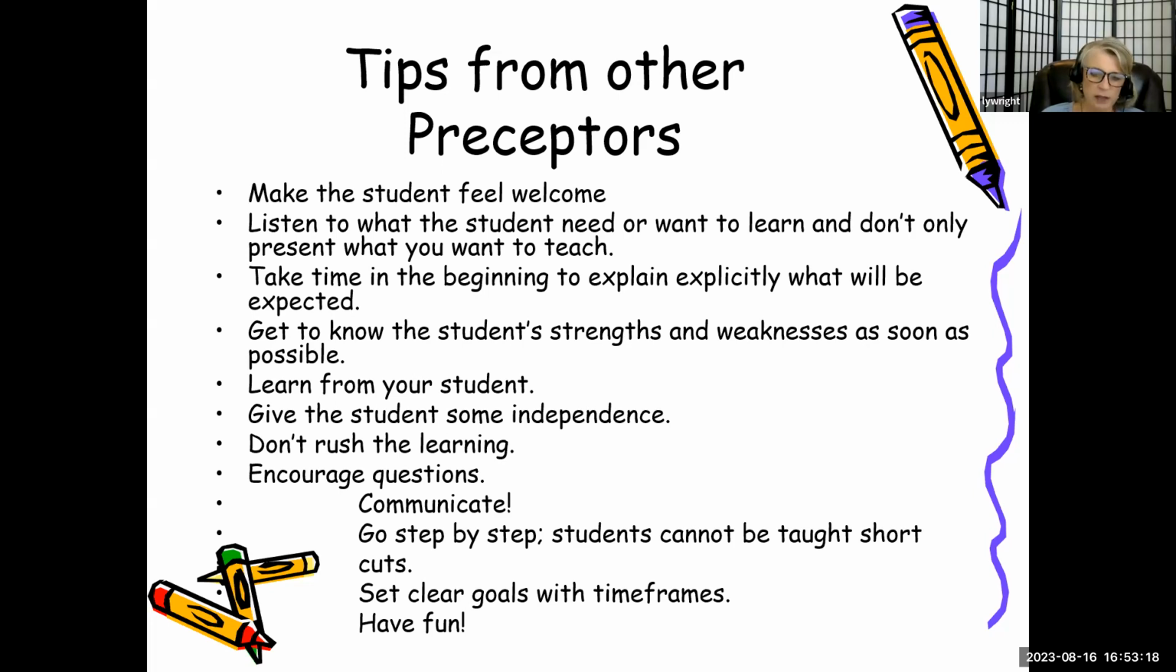Communicate. Go step by step. Students can't learn shortcuts. They need to learn all the steps in the process. And with communication, I'll add that many times we know what we're doing in our head, but you need to think out loud so that they can hear the steps of the process. Set clear goals with timeframes, and I love this: have fun, enjoy being with the student.